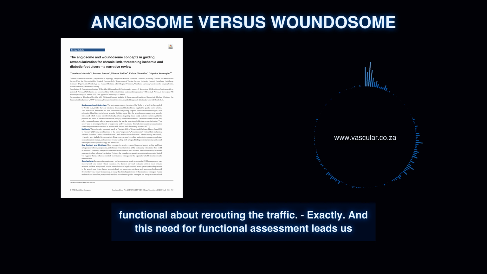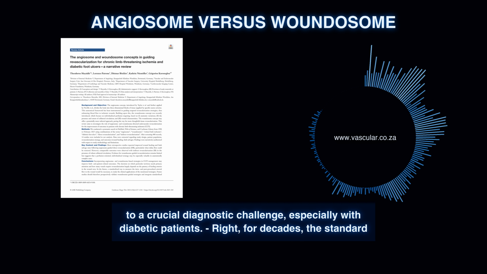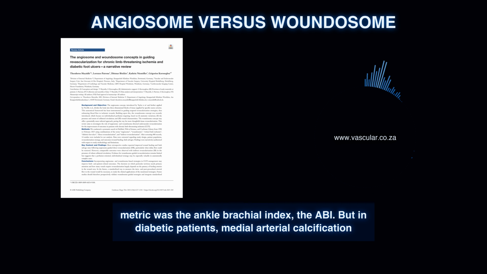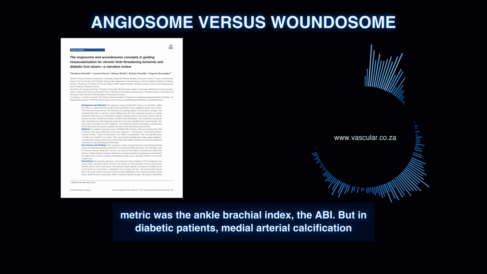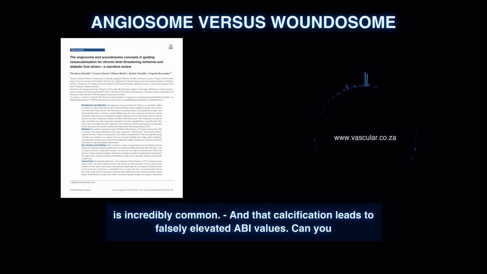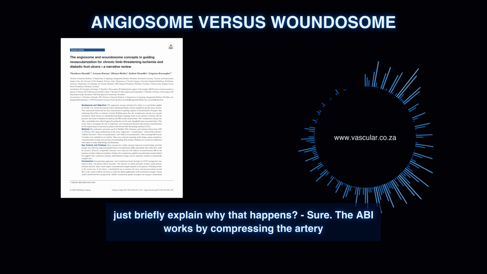Exactly. And this need for functional assessment leads us to a crucial diagnostic challenge, especially with diabetic patients. Right. For decades, the standard metric was the ankle brachial index, the ABI. But in diabetic patients, medial arterial calcification is incredibly common. And that calcification leads to falsely elevated ABI values. Can you just briefly explain why that happens?